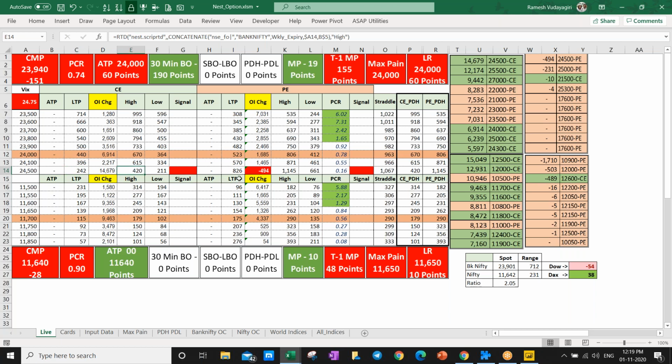Third stop loss layer is the previous day high. These values are coming from another sheet actually, I will tell you about that. So the three layers of stop loss, one has to follow very strictly.